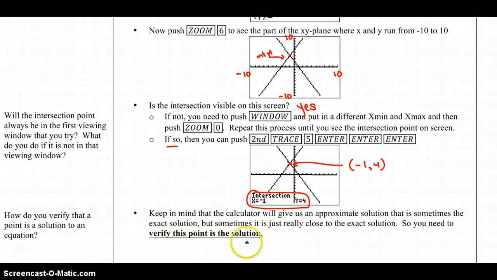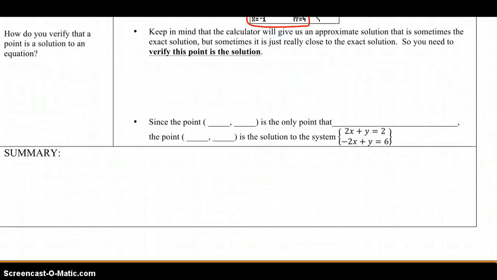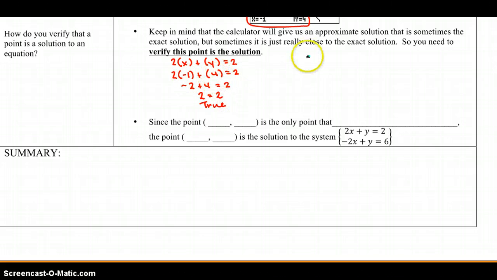So we do need to verify that this point actually does satisfy both equations in our system. So again, if we start with our first equation, remembering to put parentheses around each variable before we substitute, we're going to replace x with -1 and replace y with 4. So we're going to get -2 plus 4 equals 2. 2 equals 2. So that's true. So we do know that that point -1, 4 makes our first equation true.